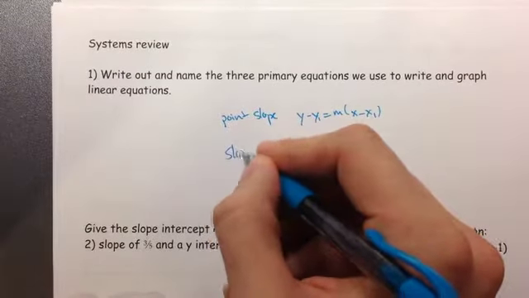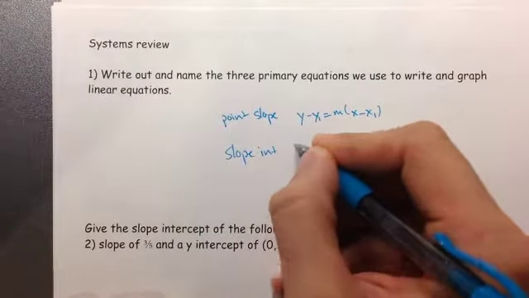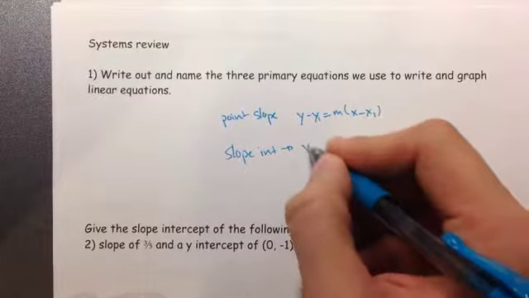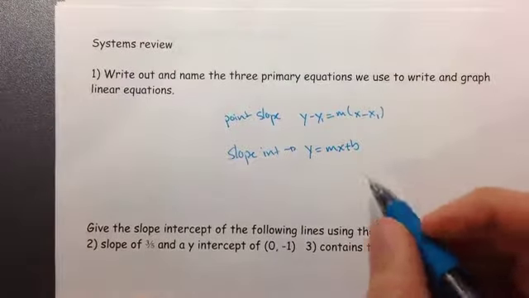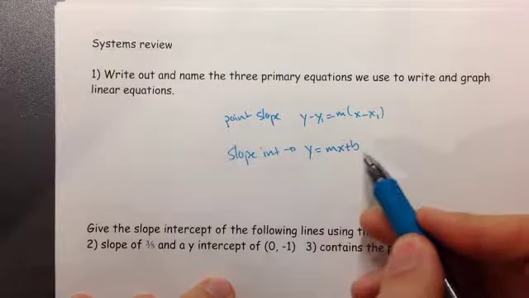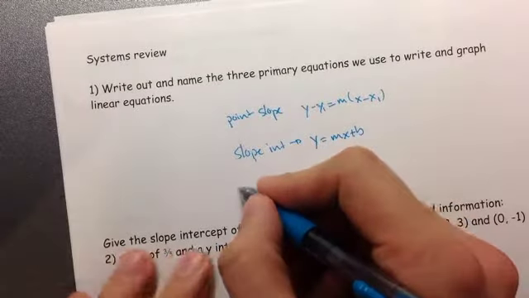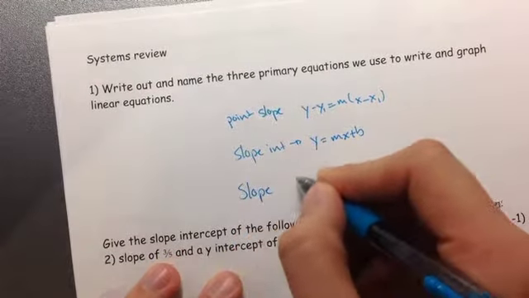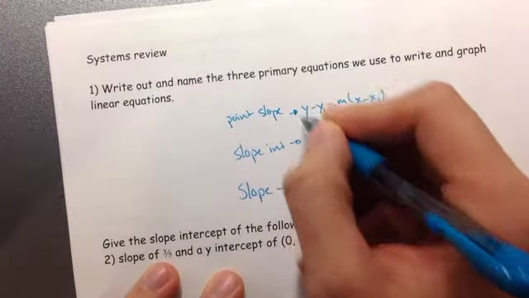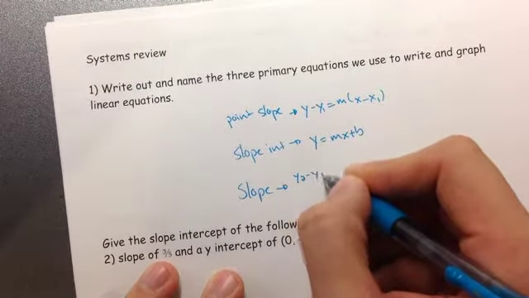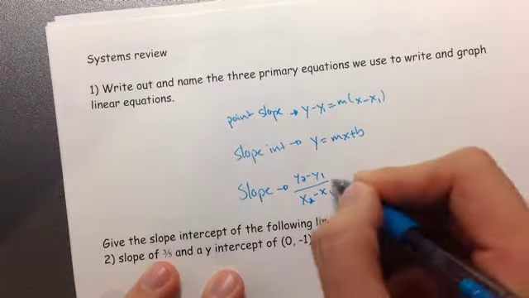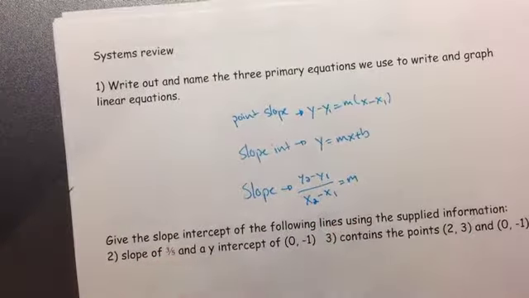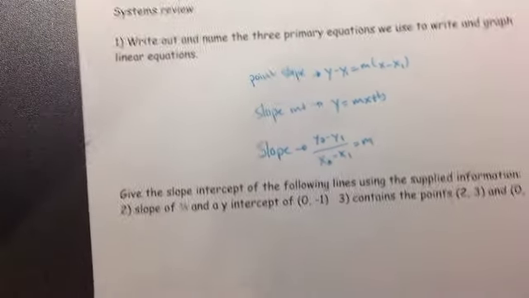I've also got a slope intercept. It's the one we use the most. When we solve down, this is the y equals mx plus b. And it's called slope intercept because I've got a slope and I've got an intercept in my equation. The final one is just the slope equation. I've got y2 minus y1 on top, so the difference in my y's as it's related to the difference in my x's. That is my slope equation. Those are the three equations we use most often.